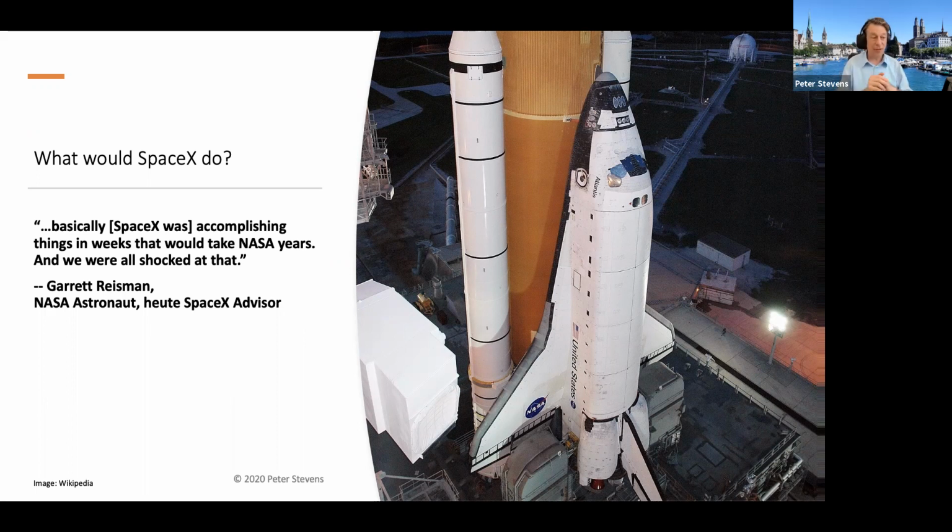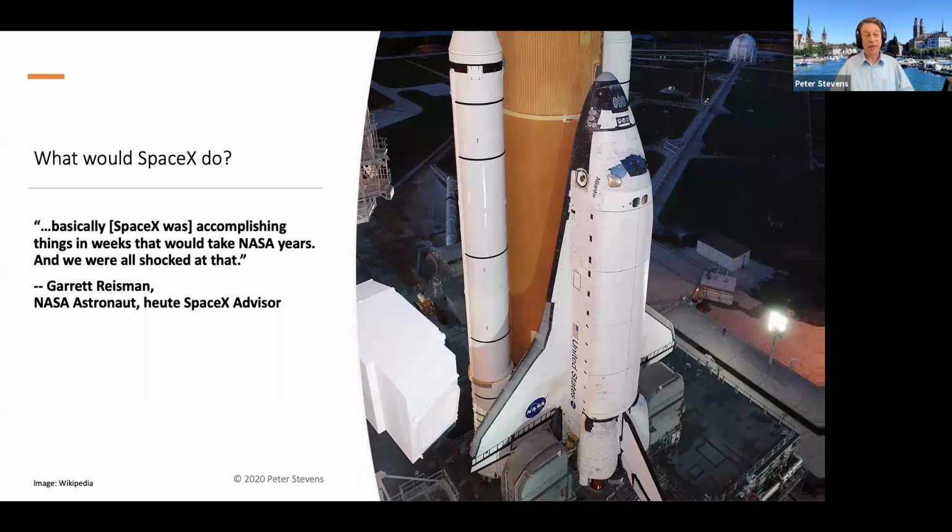Garrett Reisman is scheduled to be one of the astronauts on the Space Shuttle Atlantis. There is a delay in takeoff as they're going through some last-minute checks, and the astronauts had some time to kill. So they'd heard about SpaceX, and they decided to go look at what they were doing. And now there's this little toy rocket company. I wonder if they're doing anything serious. And what they saw just blew them away. They were amazed. They were stunned.